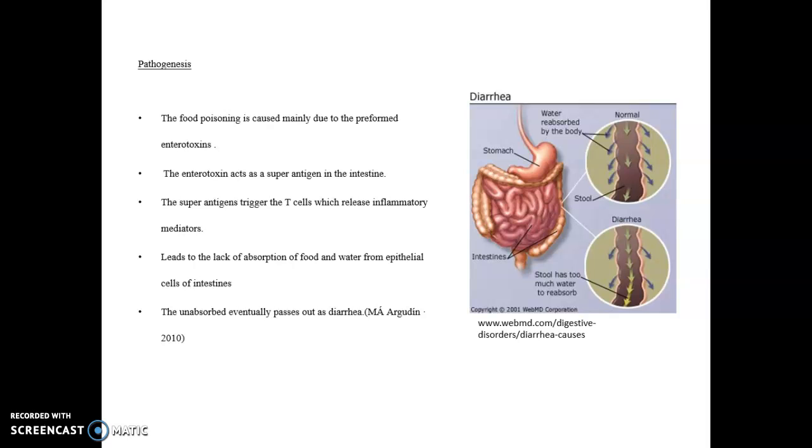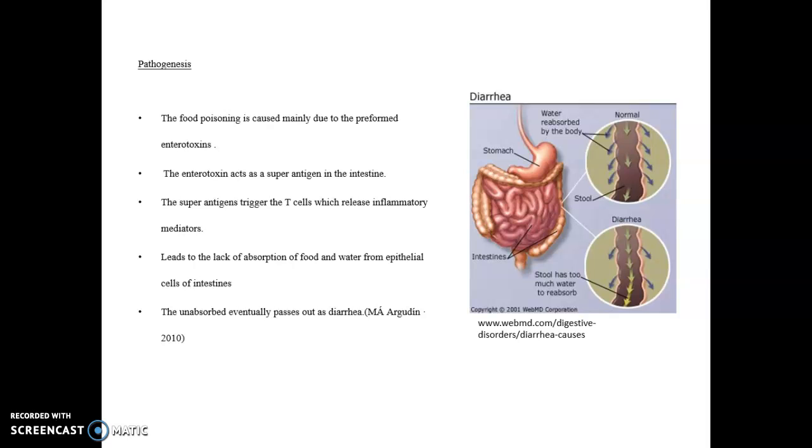The pathogenesis of this particular bacteria. So the food poisoning is caused mainly due to the enterotoxins which are produced by the bacteria. The enterotoxins act as a super antigen in the intestine. These super antigens basically trigger the T cells, which are immunity based cells. So these T cells are triggered when the super antigens appear in the intestine, and these cells eventually produce inflammatory mediators, called cytokines.